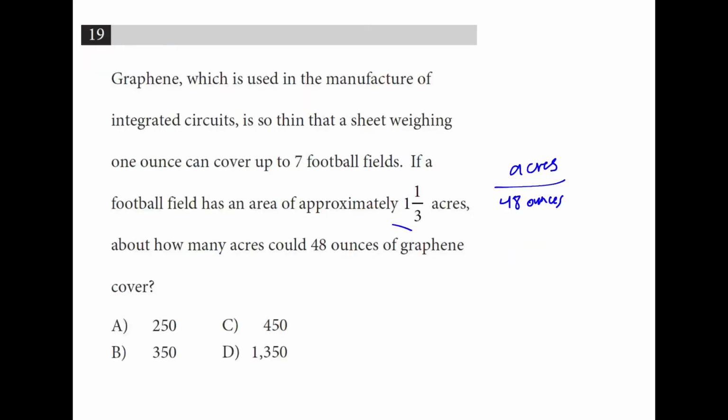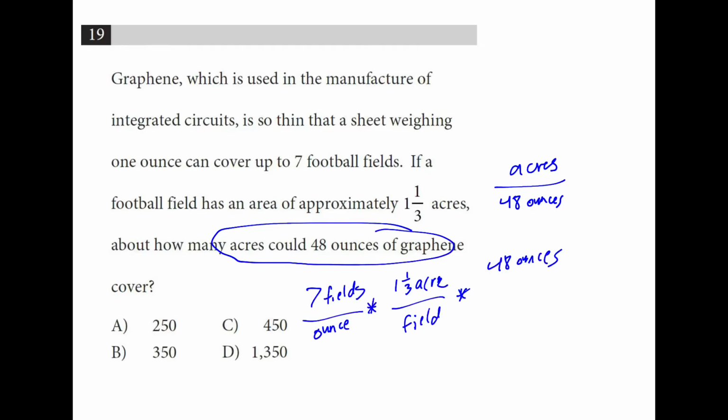So my goal at the end is to have acres per 48 ounces. So that tells me that I should put ounces on bottom and fields on top. Then when I multiply by acres per field, fields goes away. And then when I multiply by 48 ounces, ounces go away. I'm left with the number of acres. If I multiply this out, I have 448, which is closest to C.